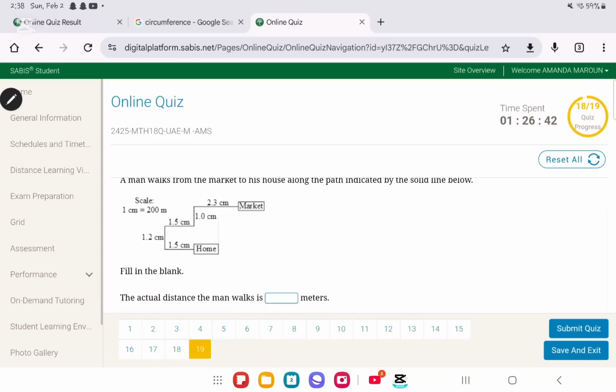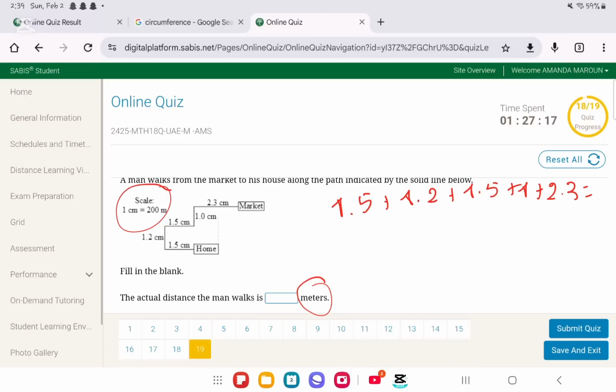This question is a very nice question. It's very simple. They told us a man walks from market to his house along the path indicated by the solid line below. Okay, so they need the actual distance that the man walks in meters. We are given it in centimeters, and we are also given a scale. So first thing we are going to do is find the total distance he walks in centimeters. So it's going to be 1.5 plus 1.2 plus 1.5 plus 1 plus 2.3. Do it on the calculator.